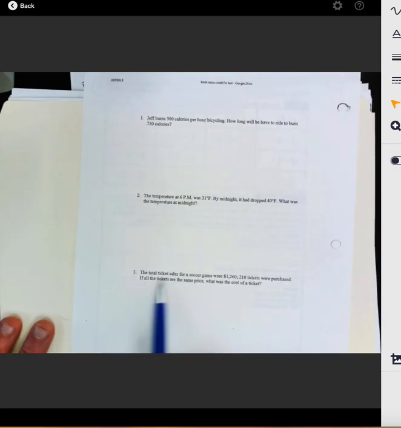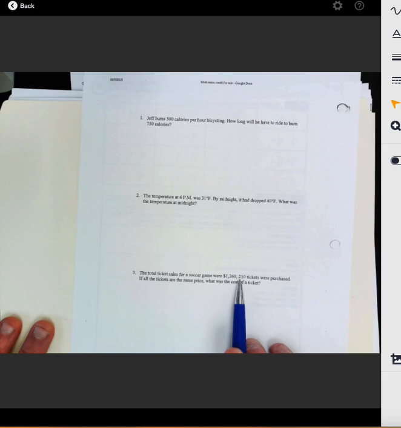And number 3, I would put 1,260 in the box. I would put 210 outside the box. I would cross off a 0 inside and cross out a 0 outside. I'd do 21 into 126. It'll go evenly. That's how much it cost.